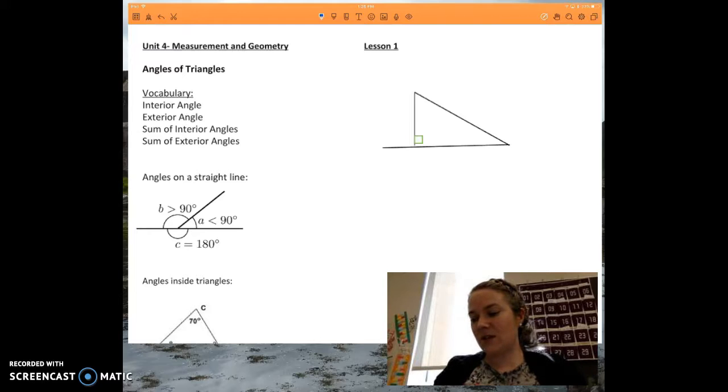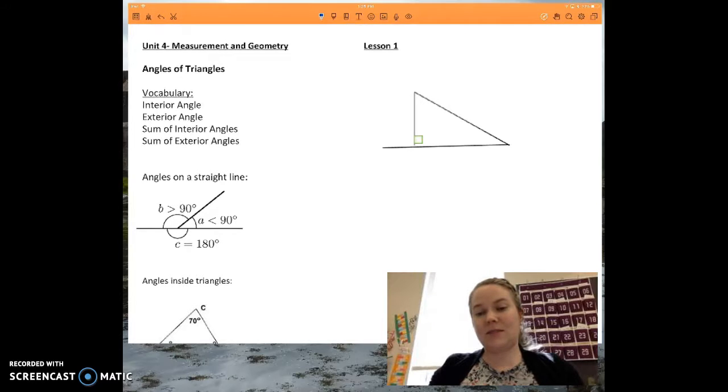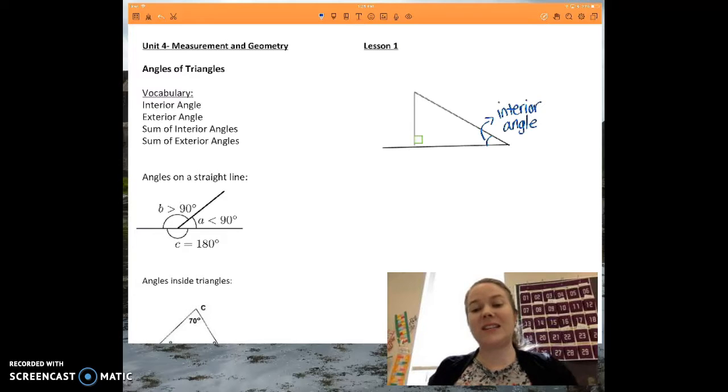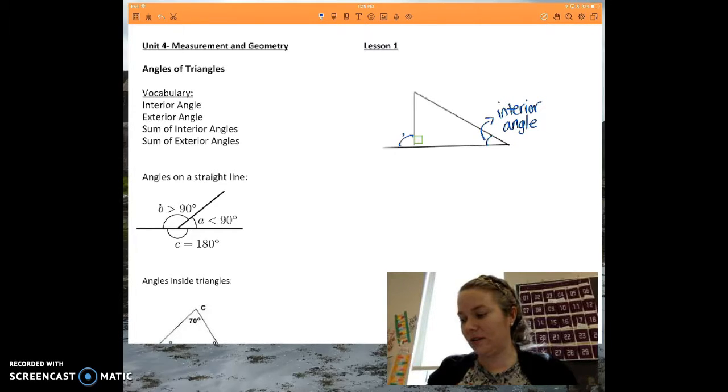So an interior angle, that first vocabulary item there, an interior angle is an angle inside. So let me show you on our triangle here, an interior angle like that. That is an interior angle. Notice it's inside the shape. So an exterior angle is outside of the shape. That should make sense, an exterior angle.